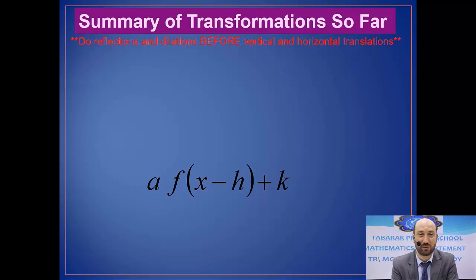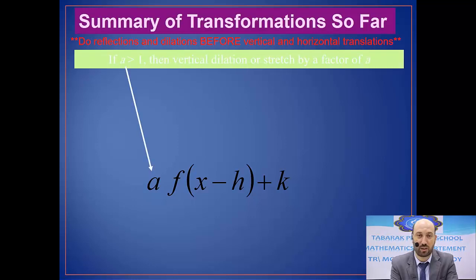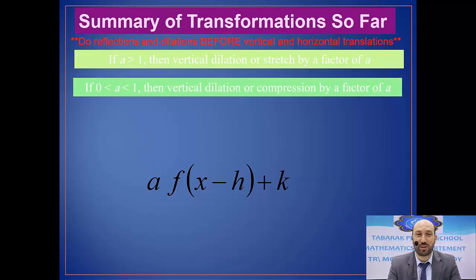The reflections and dilation come before vertical and horizontal translation. A very important note: here we have a times f of x minus h, plus k. How could we do it? Firstly, if a is greater than 1, then it is a vertical dilation or stretch by a factor of a. If a is greater than 0 and smaller than 1, then it is a vertical dilation or compression by a factor of a.